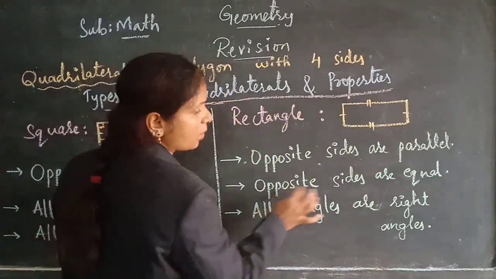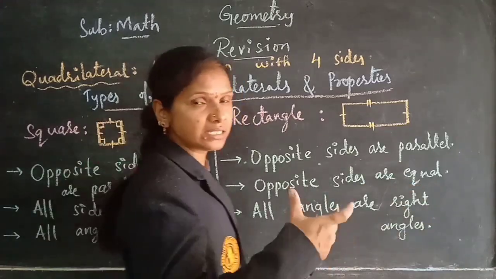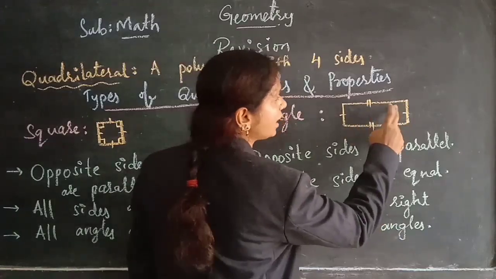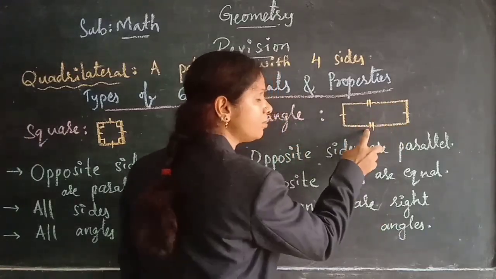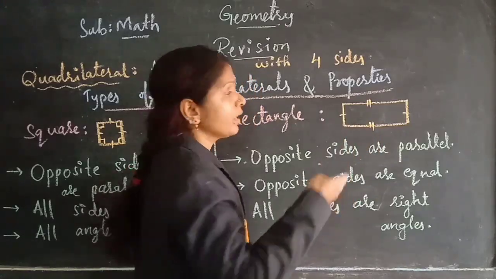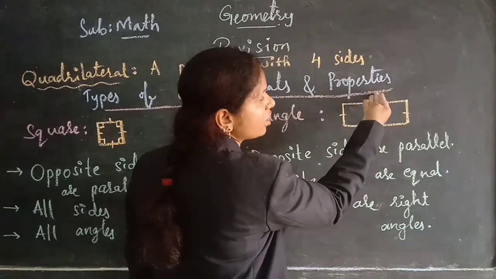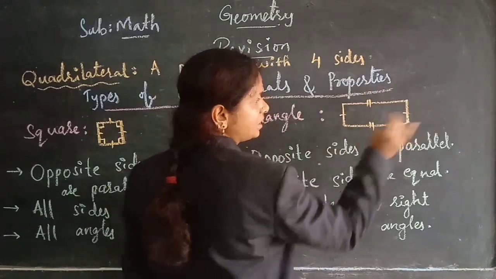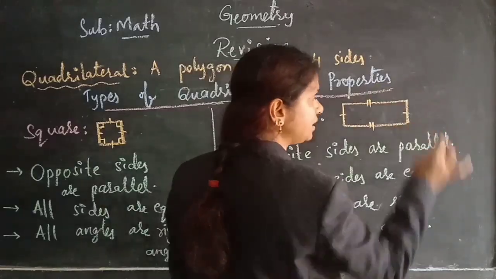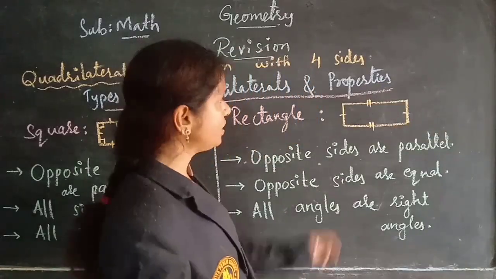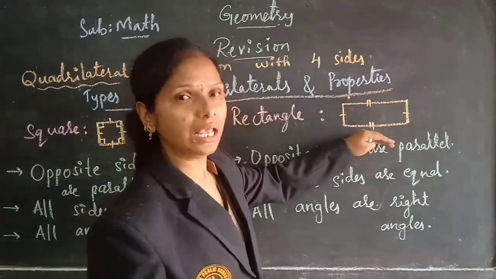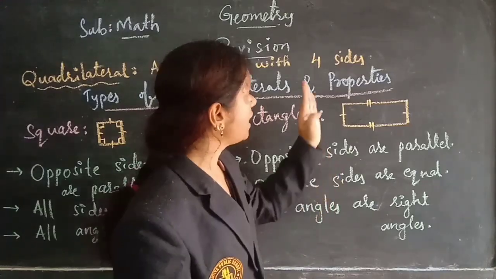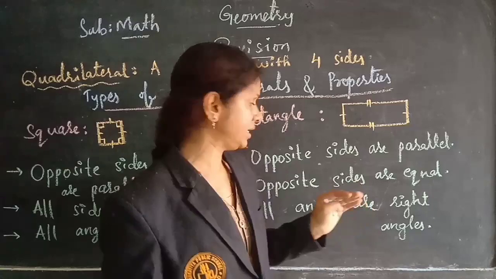The second property is opposite sides are equal, which means the lengths of the opposite line segments should be equal. For example, if you take 3 centimeters on top, the bottom line segment should also be 3 centimeters. If you take 5 centimeters here, here also you should take 5 centimeters. And coming to the left and right, if you take 2 centimeters here, you should take 2 centimeters here only. Opposite sides should be equal: top and bottom equal lengths, and left and right equal lengths.